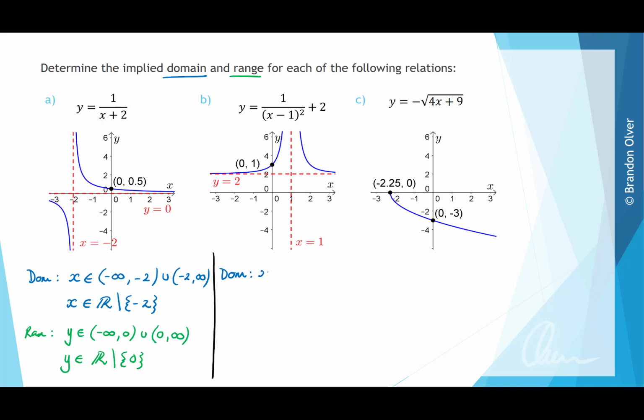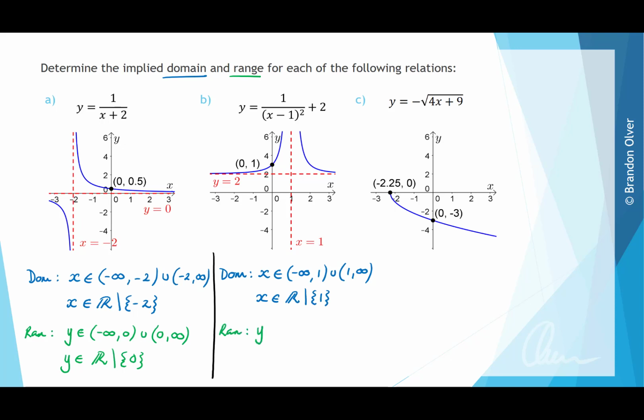So for this, we can say x is an element of -infinity to 1 not included, union with 1 to infinity. A more concise way of writing that might be x is an element of the real number system excluding the set of 1. Next, we want to look at the range of this relation.